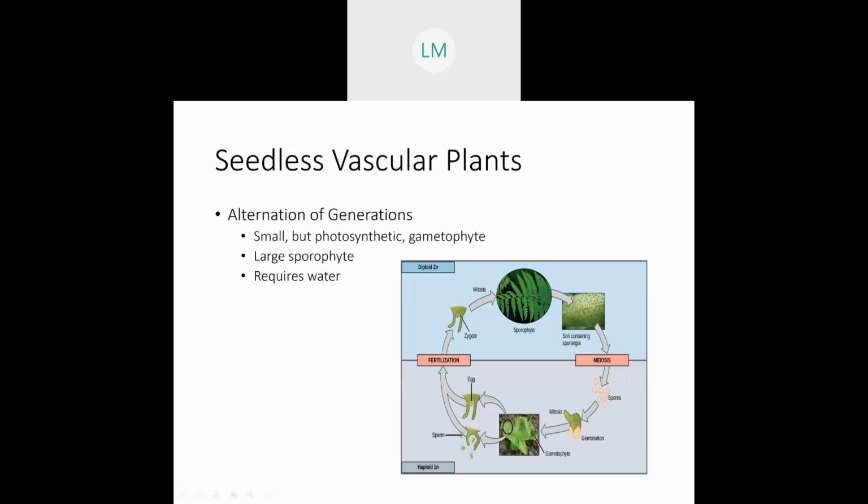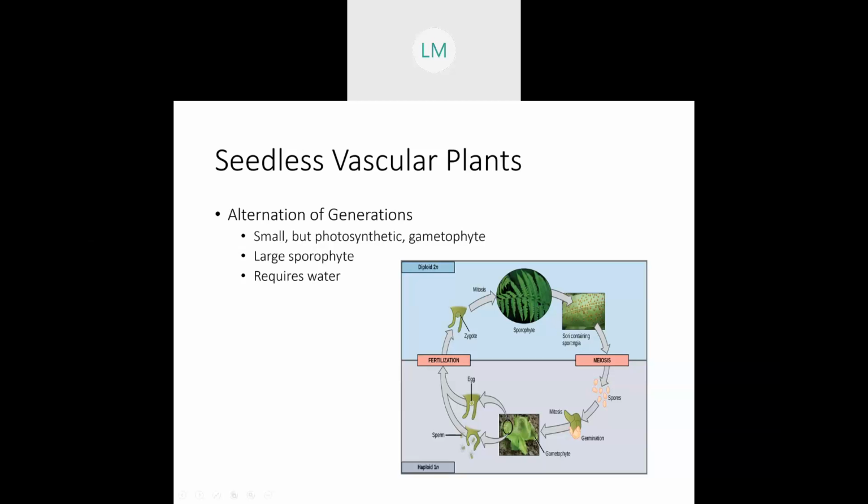So here we've got our zygote over here, our single-celled diploid structure that's going to undergo mitosis to produce our sporophyte, our multicellular diploid structure. We've got the sporangia here. Typically on ferns, it's located on the underside of that frond. You see these little sori that contain the sporangia.